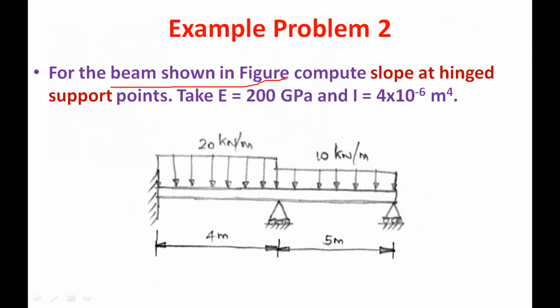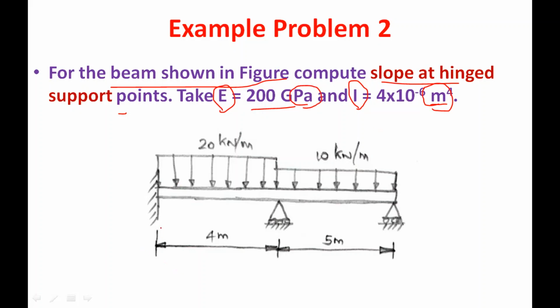For the beam shown in the figure, compute the slope at the hinged support points. Take Young's modulus E as 200 gigapascal and the moment of inertia equal to 4 into 10 power minus 6 meter power 4. So here the unit is meter and here Newton per meter square.